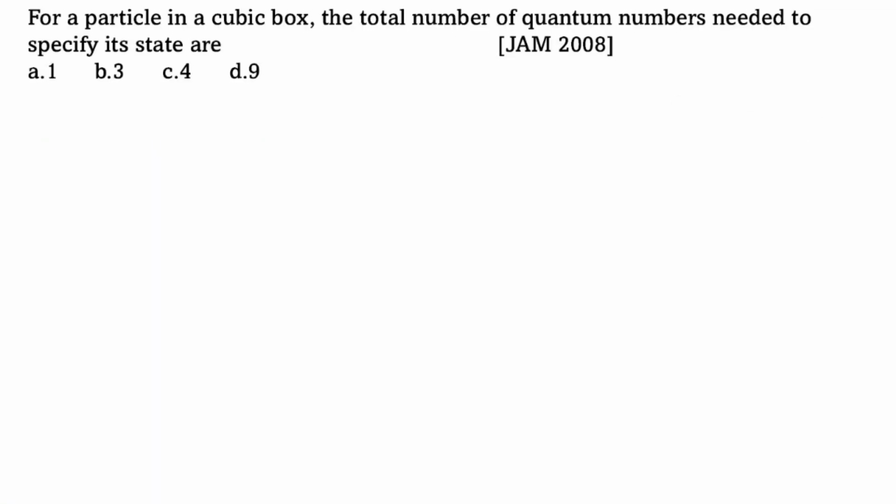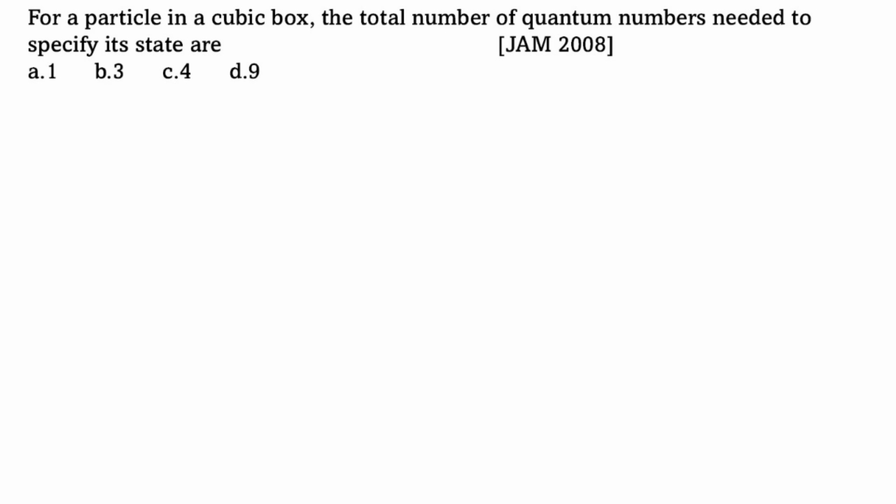Here is one more question from IIT JAM 2008. The question is, for a particle in a cubic box, the total number of quantum numbers needed to specify its states are 1, 3, 4 or 9. Let's begin with the basic concept. In quantum mechanics, a particle confined in a 3D box, also called an infinite potential well, has its energy levels quantized due to boundary conditions.